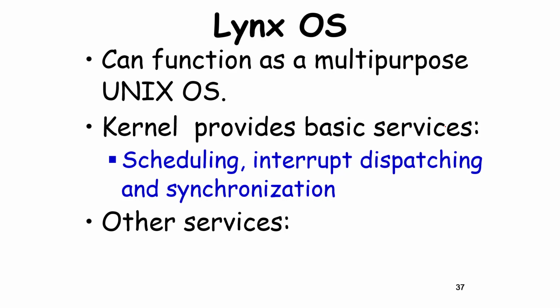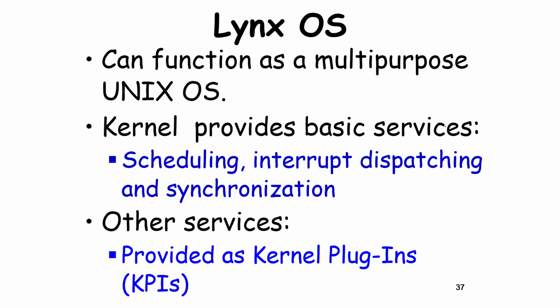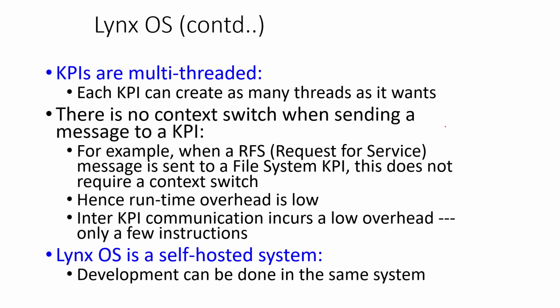So the LynxOS can function as a multi-purpose OS, right? Basically, along with the microkernel and plugins, the multi-threaded KPIs can do a lot. And to invoke a KPI, we do not need a context switch, right? So that is important. A context switch is not required. So when a request for service message is sent to a file system KPI, it doesn't run in a separate context that you need a context switch. So basically, this is pretty much like a function call.